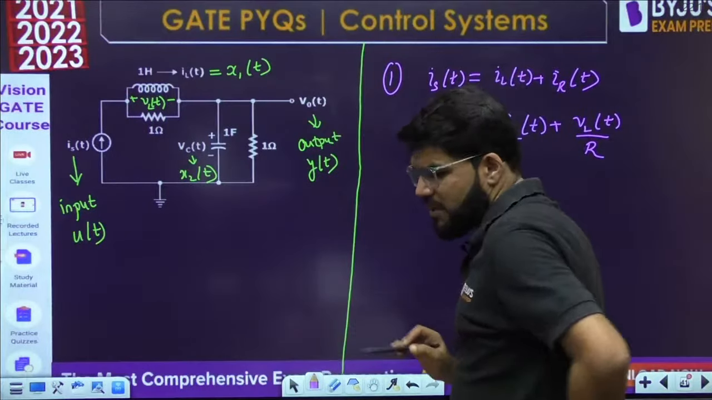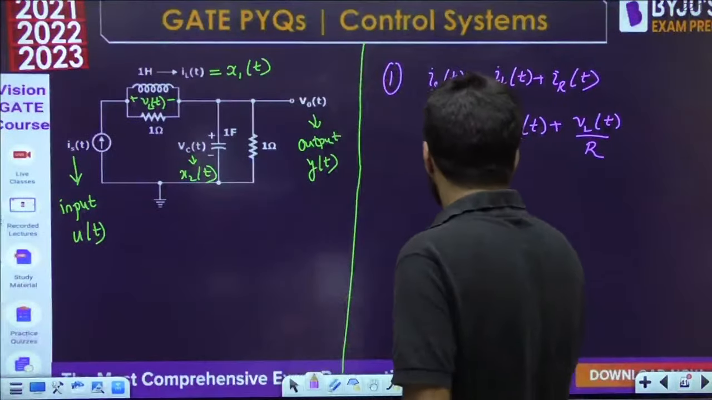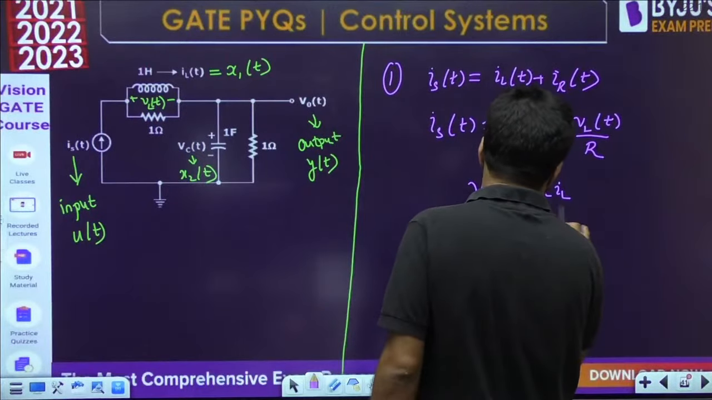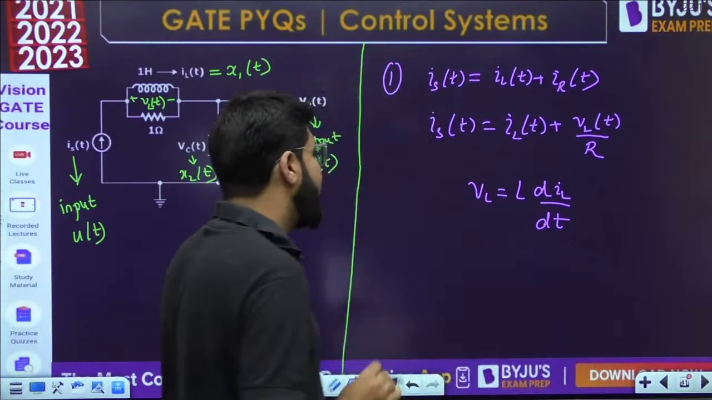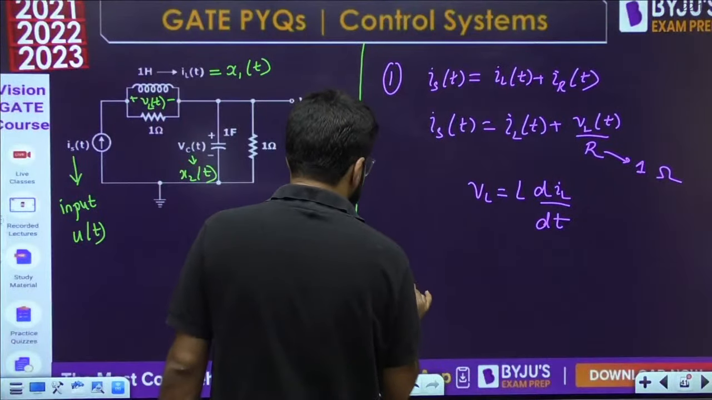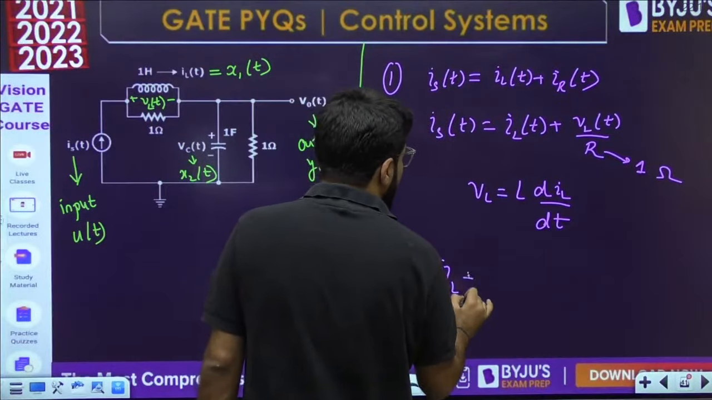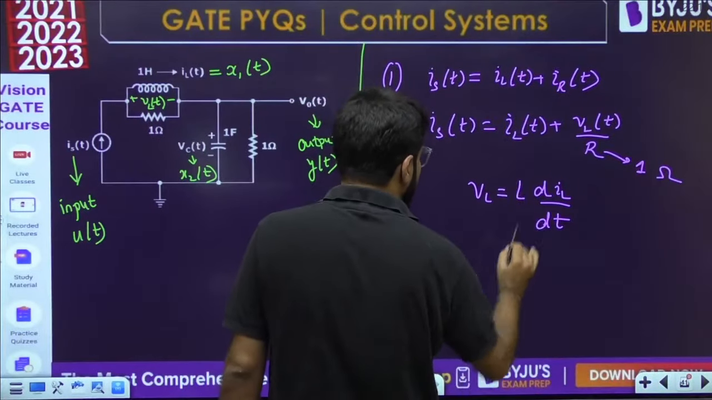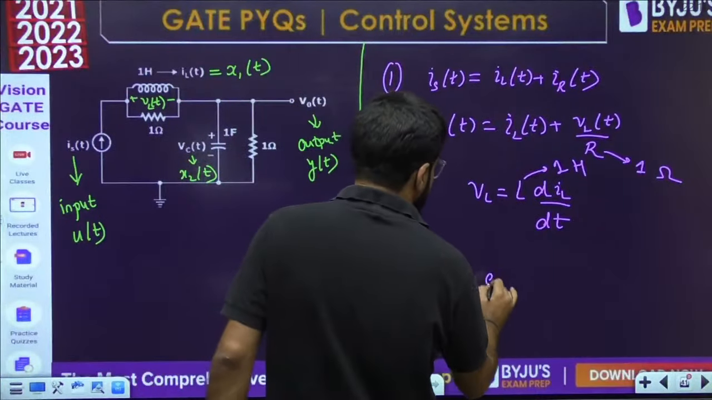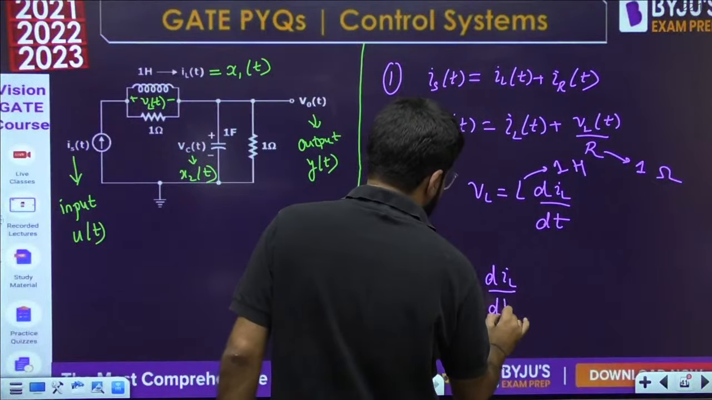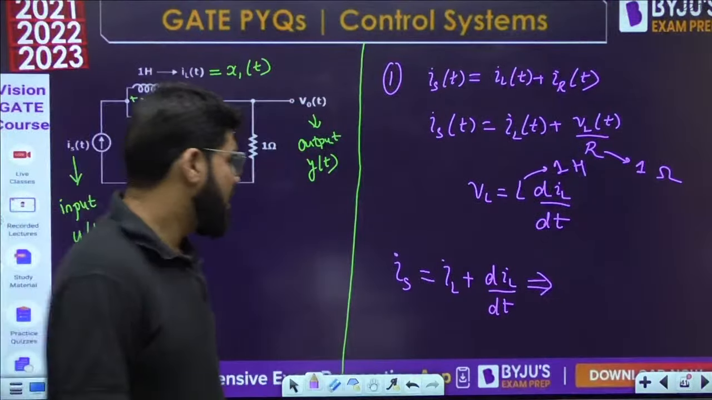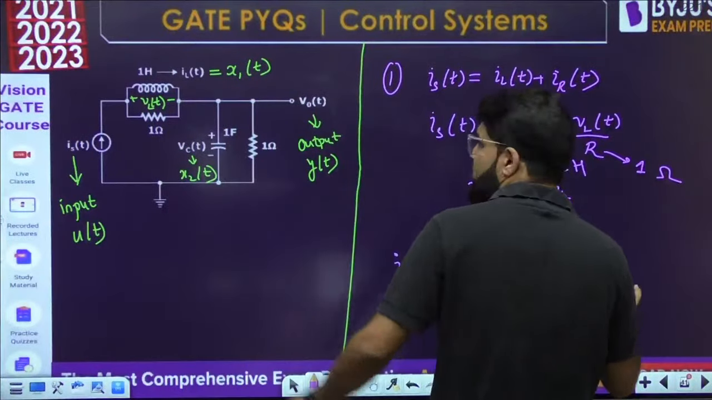At the same time, what is vL(t)? What is the voltage across the inductor? L di by dt. What is the value of the resistor? Resistor is 1 ohm. So finally, what is the equation? iS is equal to iL plus vL by R. L is also equal to 1 henry, so finally it is iS equals iL plus diL by dt. Now IS is the input, that is u.